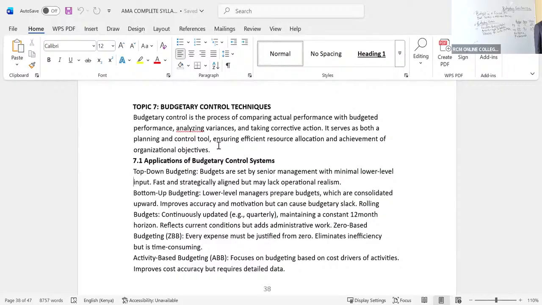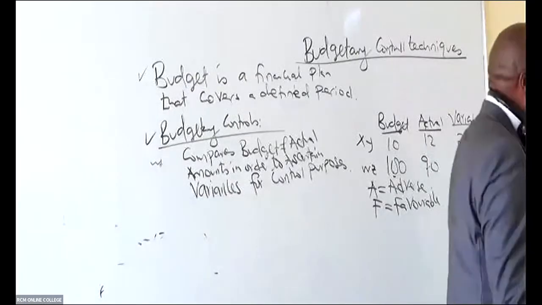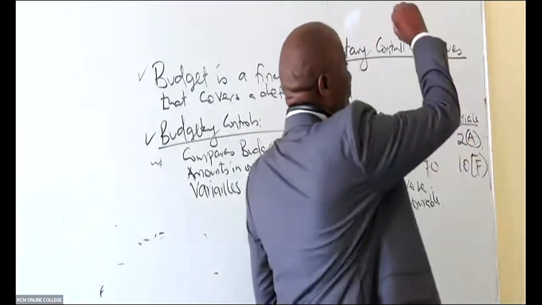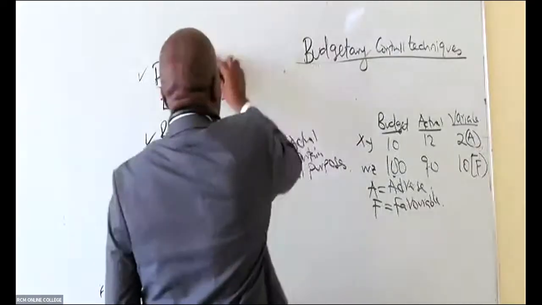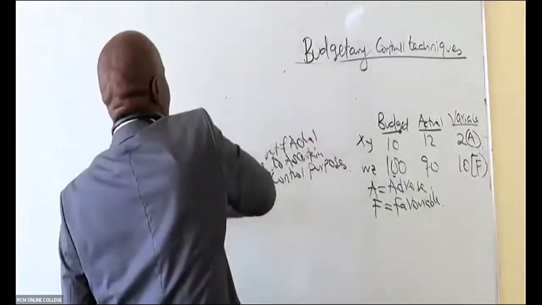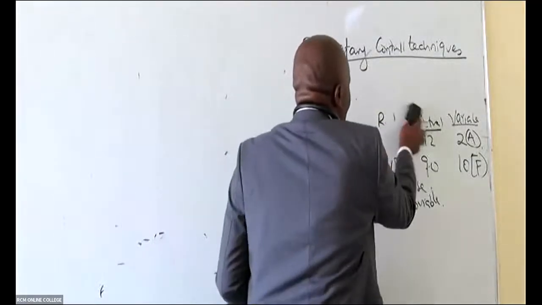How do we apply these budgetary control systems? We normally apply these budgetary control systems, number one, to come up with various types of budgets. The first one is what we are calling the top-down budget. What is a top-down budget, ladies and gentlemen? A top-down budget is that particular type of budget that is prepared by the management up there and then brought down to employees, who have to implement.